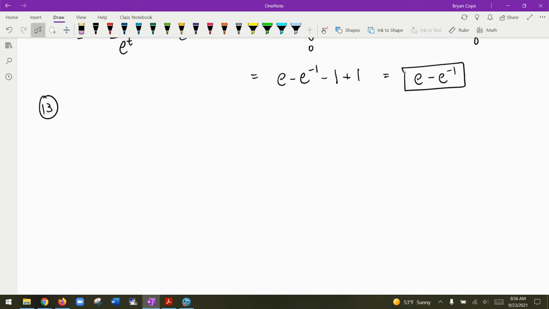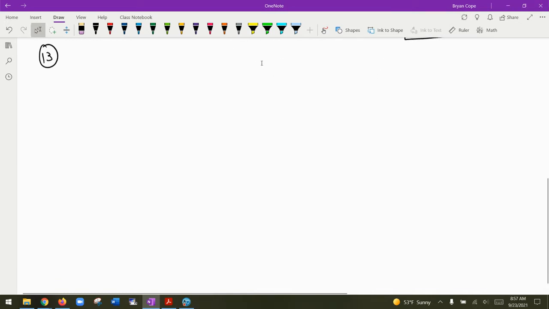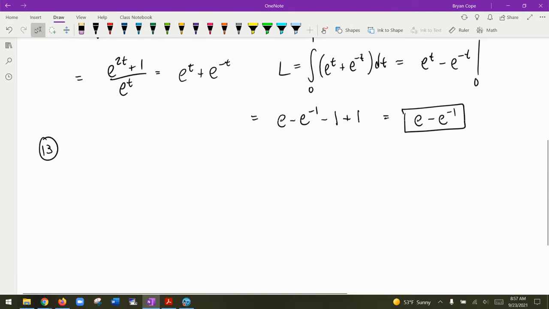Okay, number 13. All right, reparameterize the curve with respect to arc length, measured from the point where t equals 0 in the direction of increasing t. Oh, sorry. Okay, so our function is r of t equals 2t, 1 minus 3t, and 5 plus 4t.